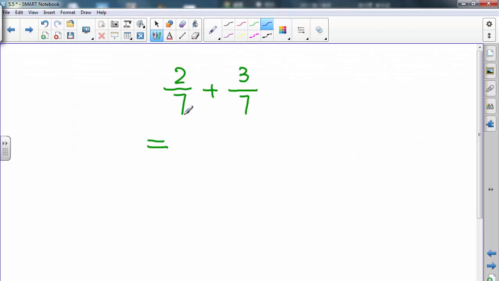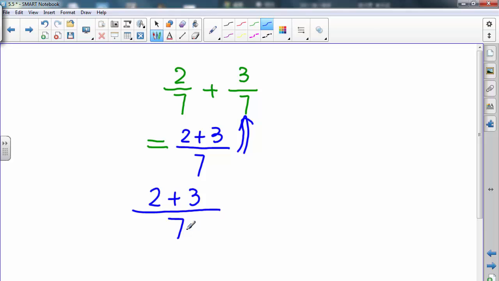Let's look at another example. All of you will feel this one is so easy. 2 sevenths plus 3 sevenths. If they have the same denominator, you know how to add these two fractions already. You keep the denominator, only add the tops. Vice versa, in this lesson, we will use this one backwards. If you see a fraction with the adding on the top, I can split this fraction into the sum of 2 fractions, which is 2 sevenths plus 3 sevenths.